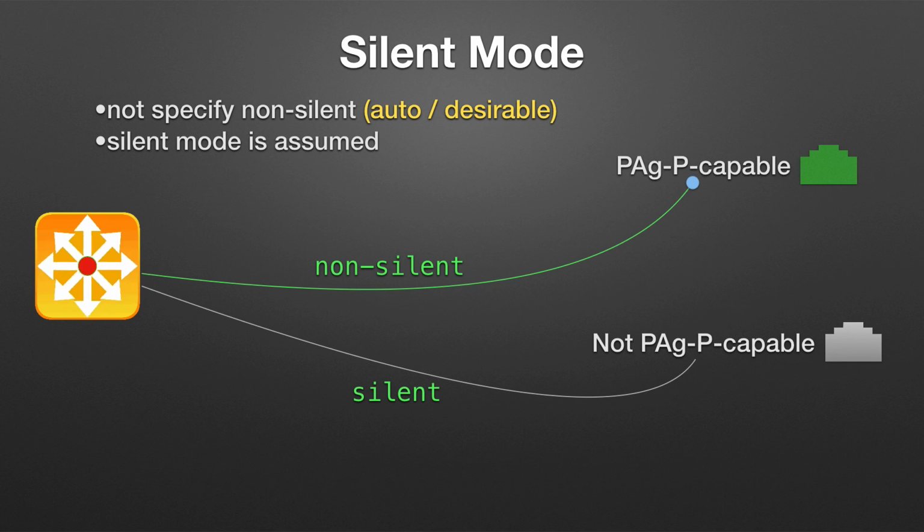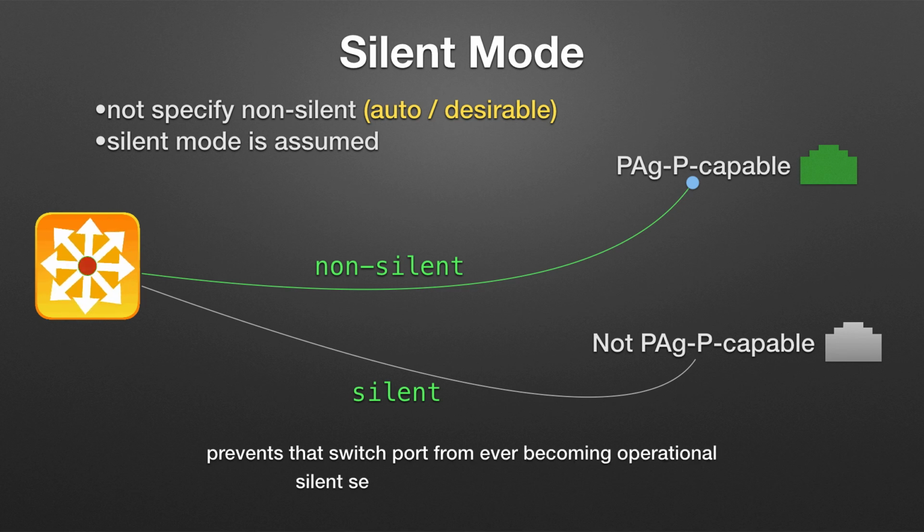An example of a silent partner is a file server or a packet analyzer that is not generating traffic. In this case, running PAgP on a physical port connected to a silent partner prevents that switch port from ever becoming operational. However, the silent setting allows PAgP to operate, to attach the port to a channel group, and to use the port for transmission.